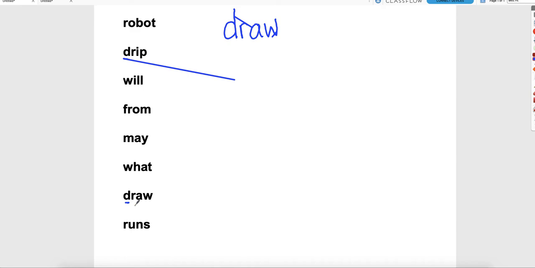Okay, so she saw that both of the words start with a D. Then both of the words have an R. So she had to look at the A in draw and the I in drip to decide that draw comes before drip. Okay? So our second word would be drip.